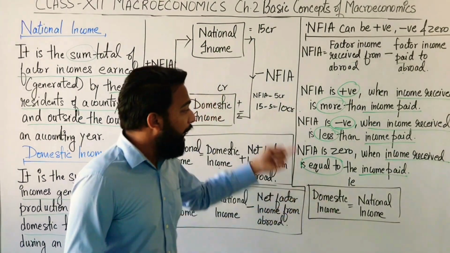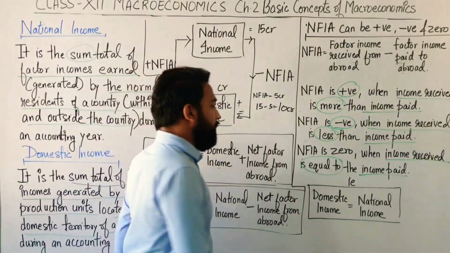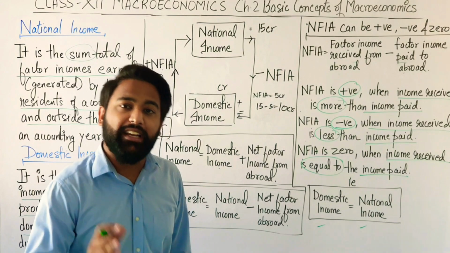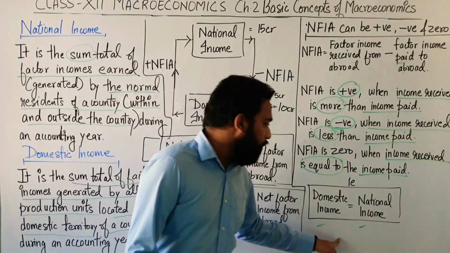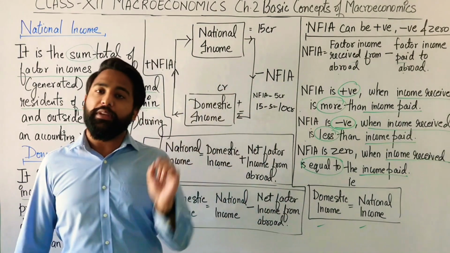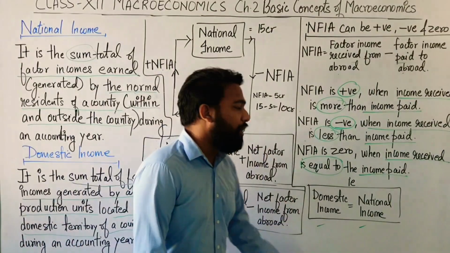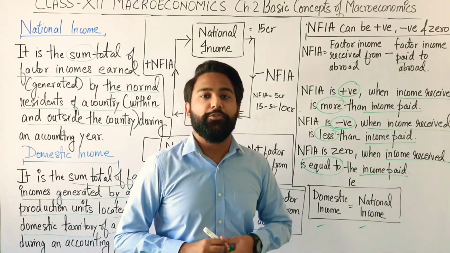NFIA becomes 0. And under this scenario, when NFIA is 0, the domestic income and national income of the country become equivalent. So here's your 1 mark question, students. How is it possible that domestic income and national income are equal? They can be equal when NFIA is 0. Is that clear, my students?